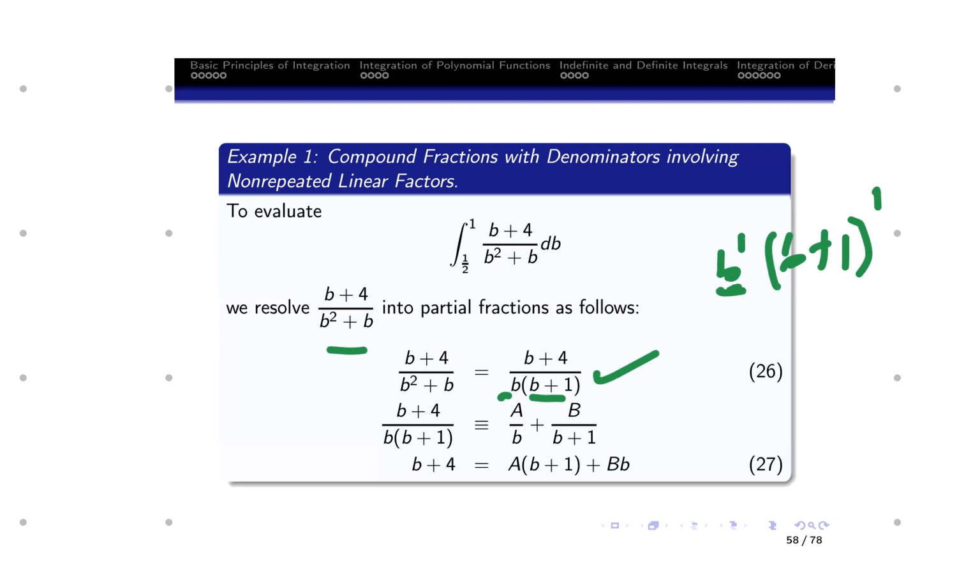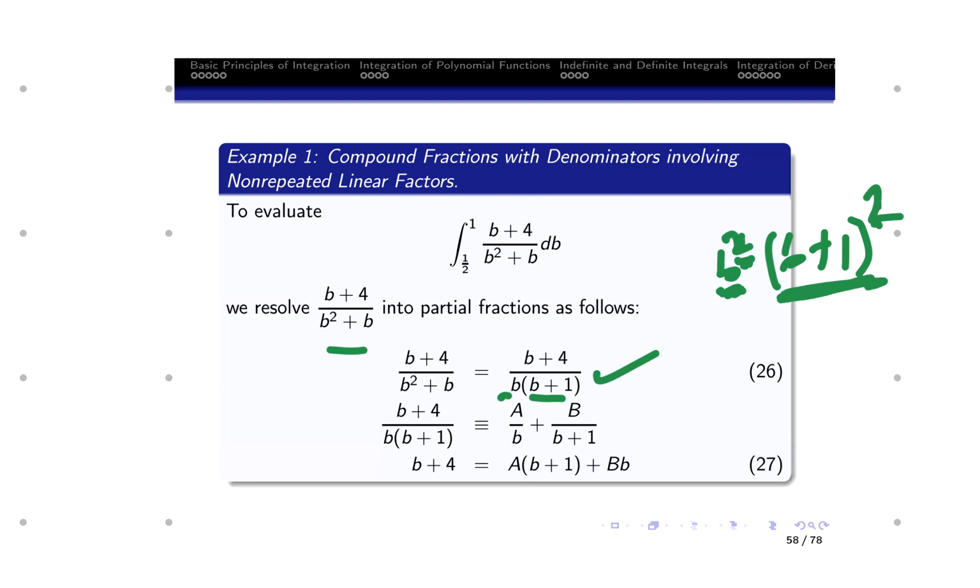Then, so b is already linear, right? But if you add b squared, b itself is already linear, so if it is raised to power 2, that makes it repeated. Then b plus 1 is linear, but the fact that it has power 1 makes it non-repeated. So if you had power 2, power 3 upwards, it would be a linear factor that is repeated.